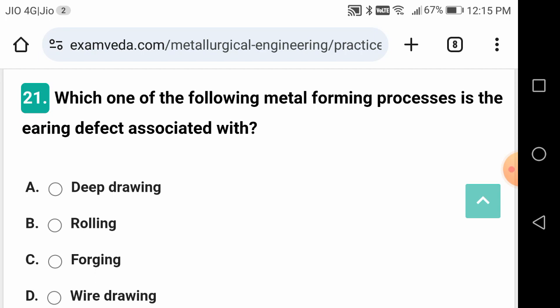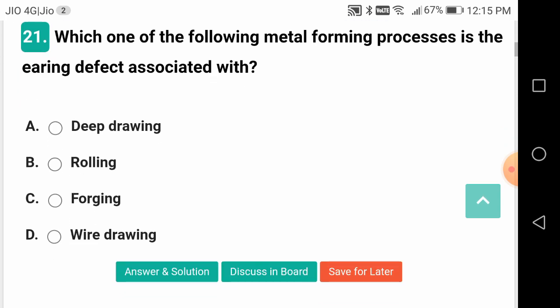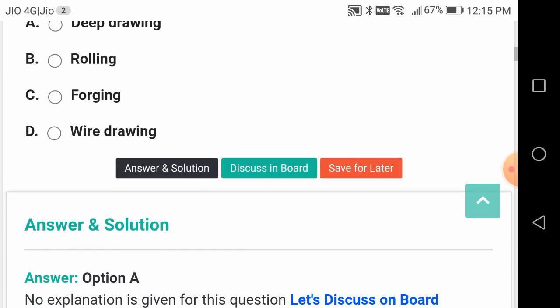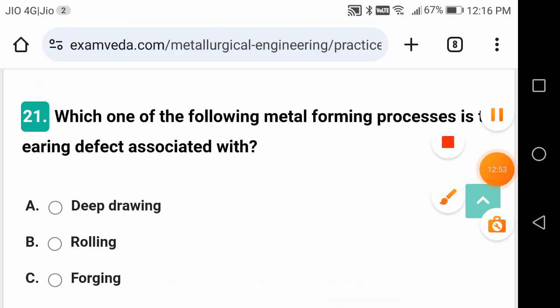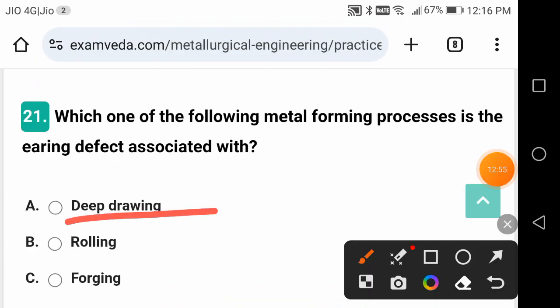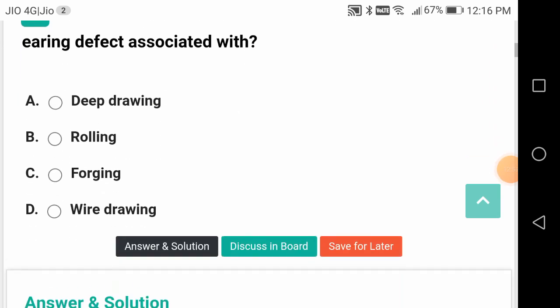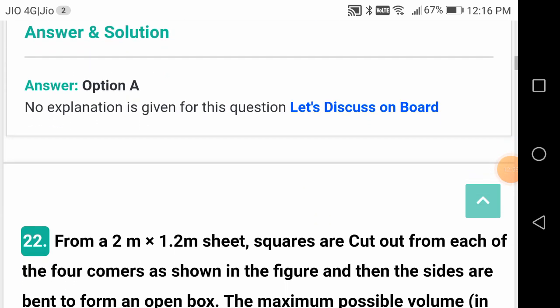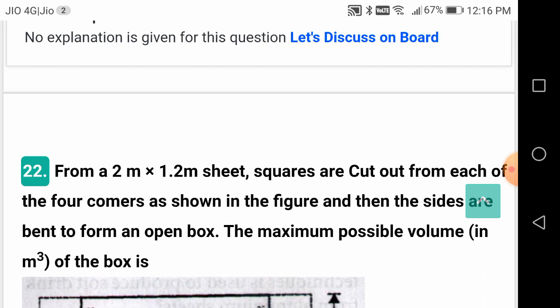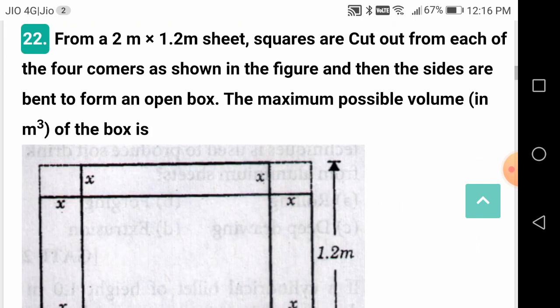Which one of the following metal forming processes is the earring defect associated with? Just now we have talked about that. That is deep drawing. Earring defect is the defect found in the deep drawing manufacturing process. What is deep drawing? If the depth of the component to be produced is very high compared to its diameter, then it is called deep drawing.